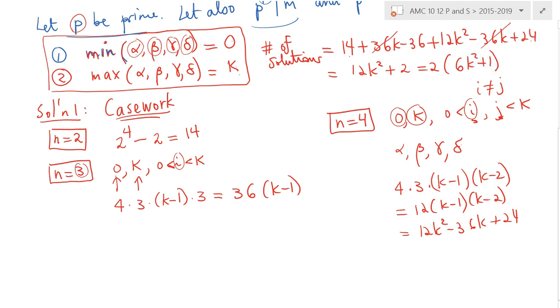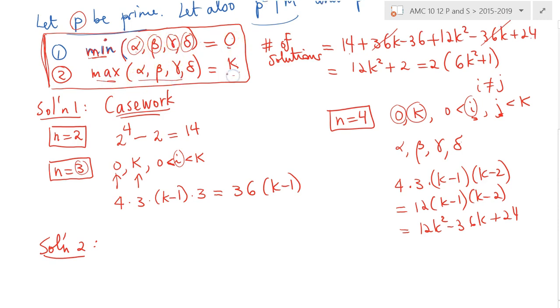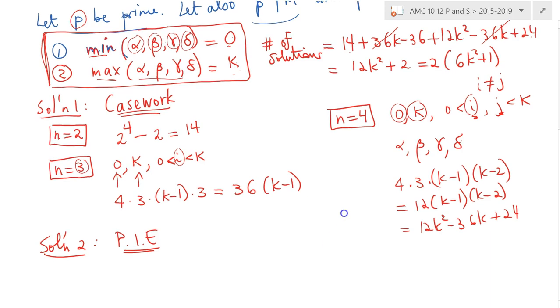All right, that's one way to count this. If you guys are not bored, we can also come up with solution 2. You can also count the number of alpha, beta, gamma, and delta satisfying these two conditions: the minimum of these four numbers is 0, and the max of these four is k, using a principle of inclusion-exclusion type of argument, which kind of seems more appealing to me.